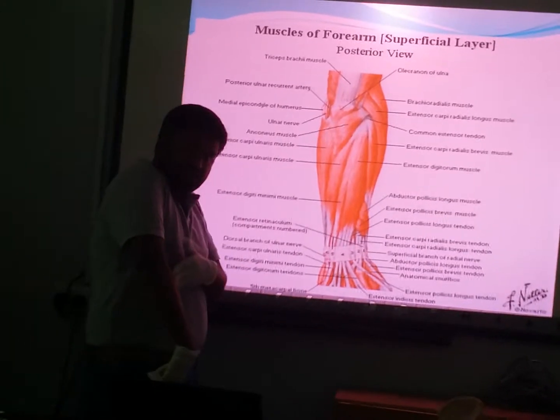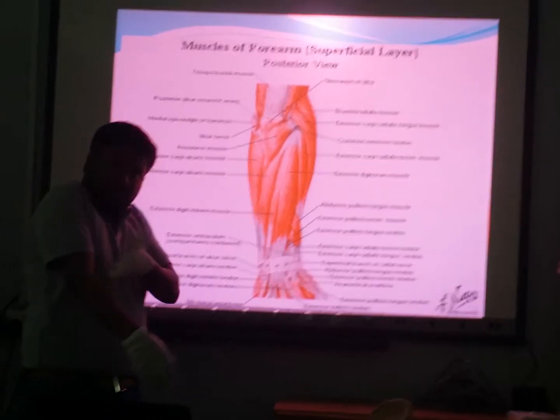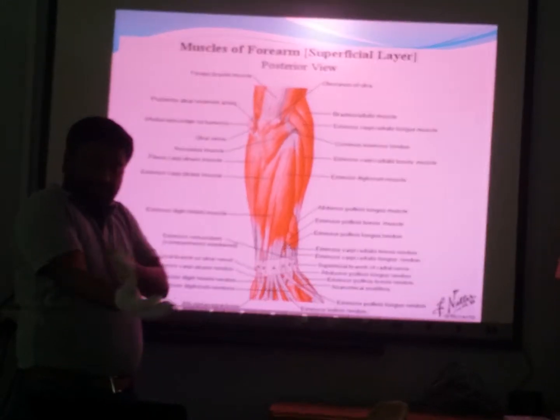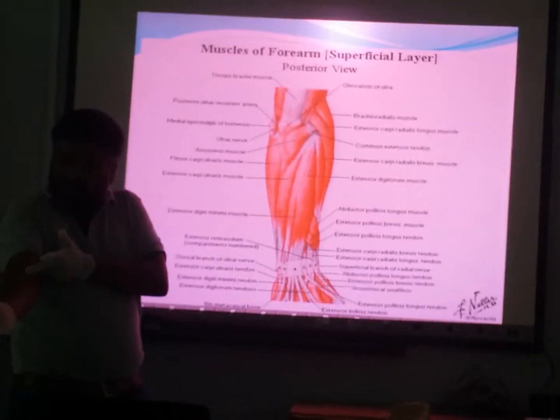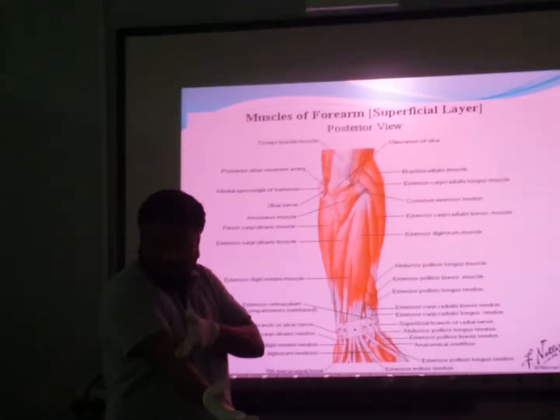The extensor muscles are counted again from lateral to medial side, because as I said, it appears almost like twisting. So the medial compartment starts from here and goes like this, but the extensor compartment starts from here and then goes like this.